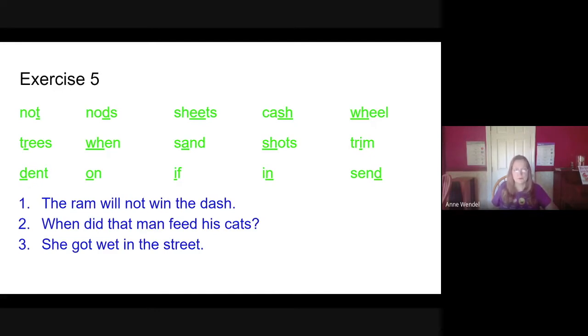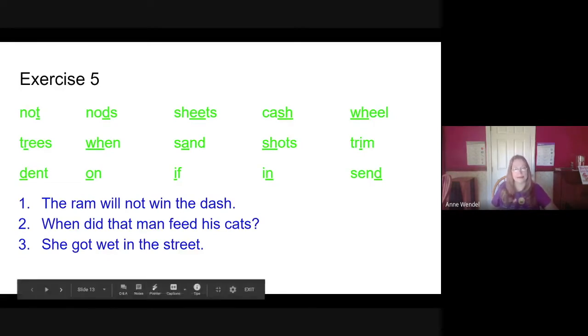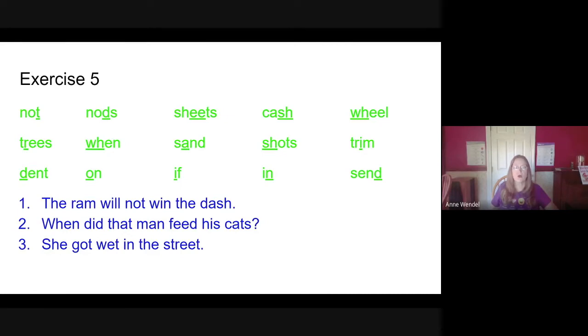What sound? Yes, ah, as in apple. What word? Yes, sand. Next word. What sound? Yes, shh. What word? Yes, shots. Last word. What sound? Yes, ih, as in itch. What word?